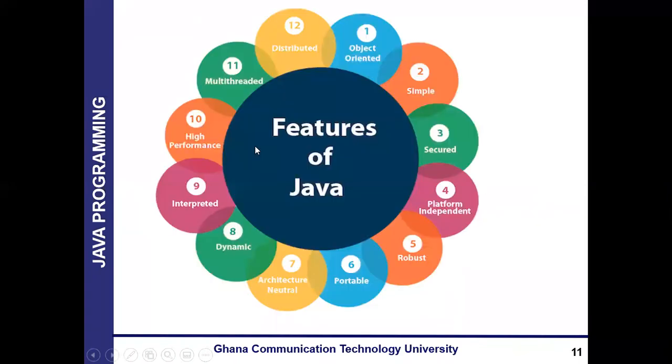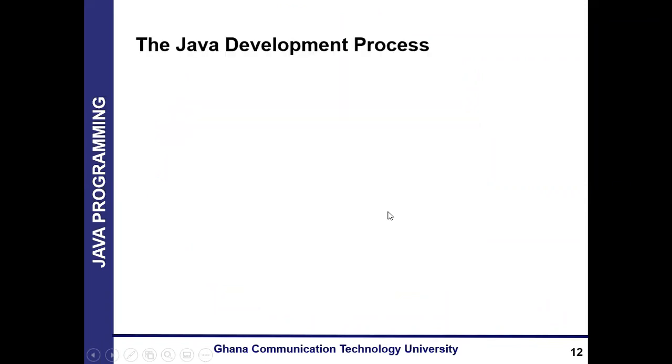So they are just talking more of the features of Java, what it is about. We've mentioned some of this already. Object-oriented, we'll talk about that eventually. Simple, secure, platform independent, robust, portable, and all that. These are just some of the features of Java.